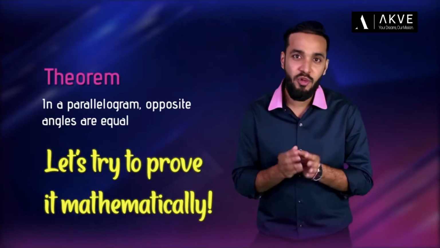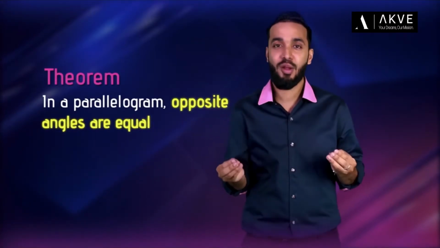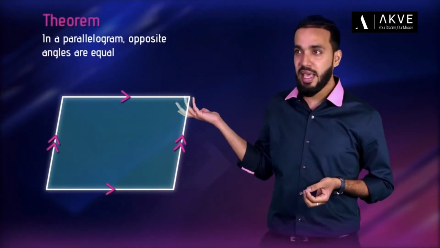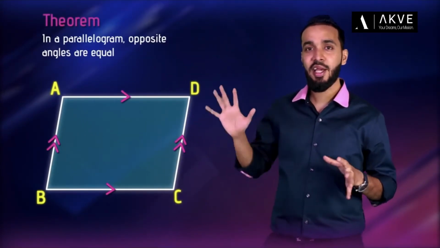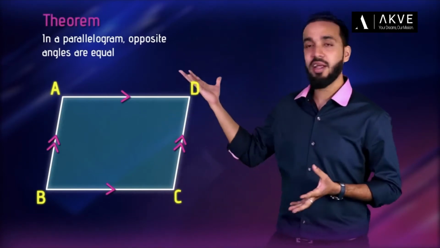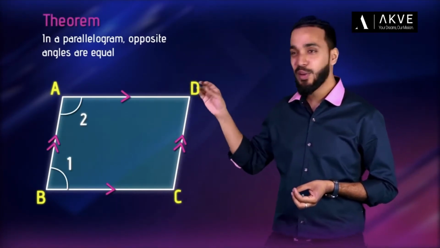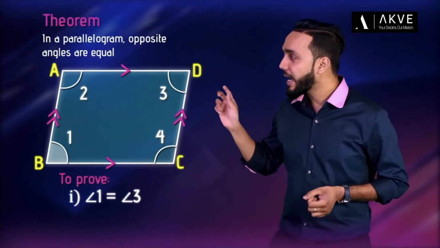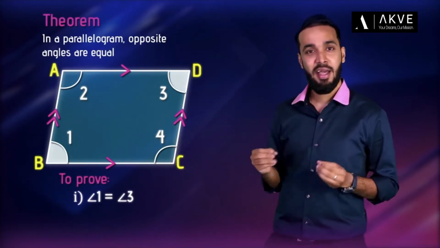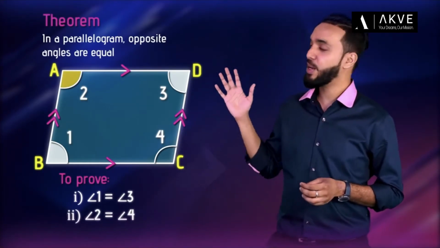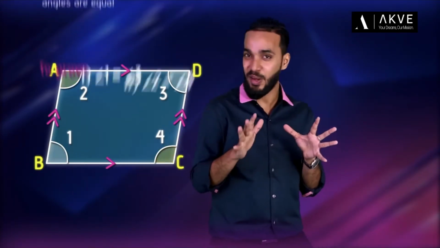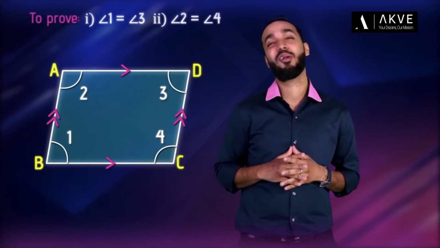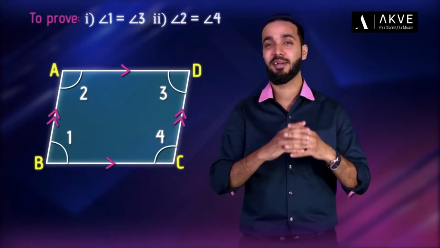Our motive is to prove that the opposite angles of a parallelogram are equal. So, let's take a parallelogram, say ABCD, and name its different interior angles 1, 2, 3, and 4. We basically need to prove that angle 1 is equal to angle 3 and angle 2 is equal to angle 4. So, any idea how we can do that? No? That's alright. Let's explore together.